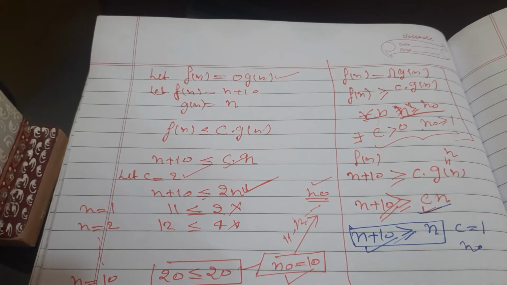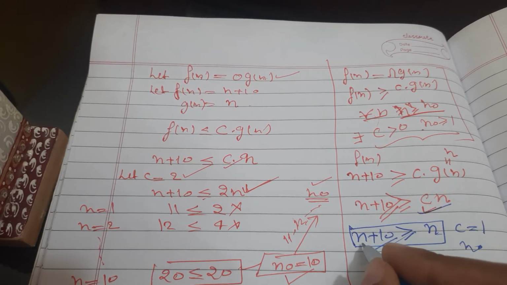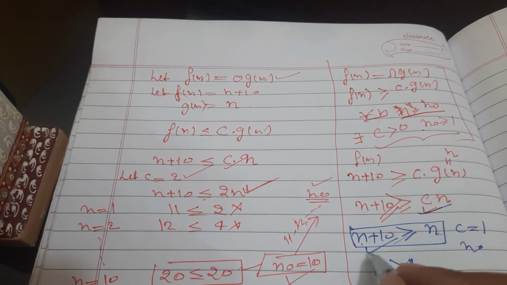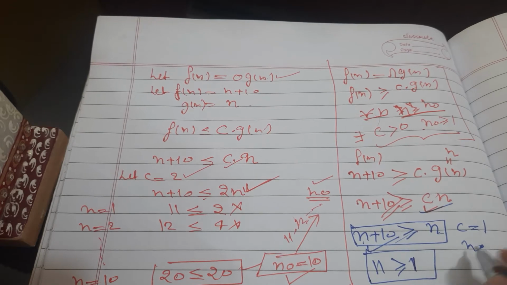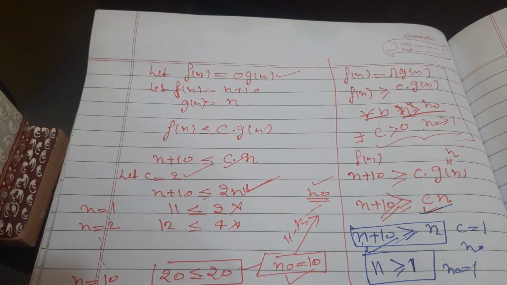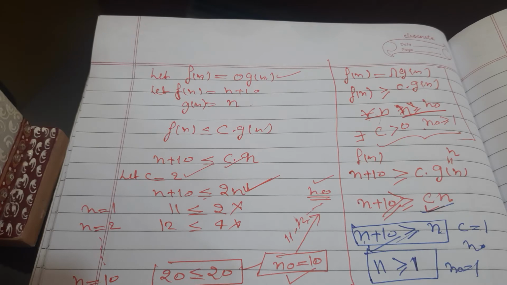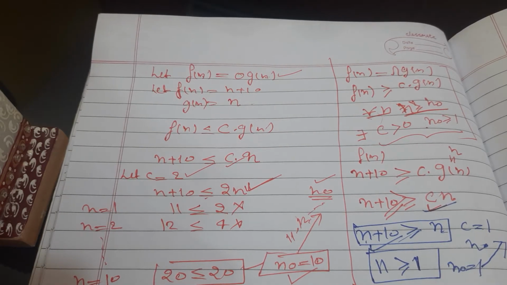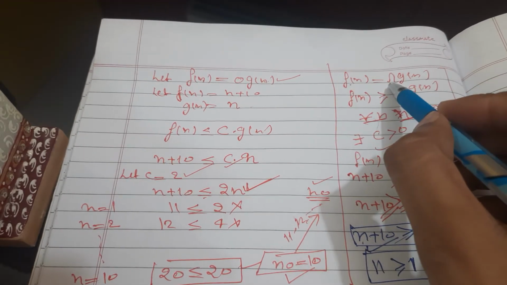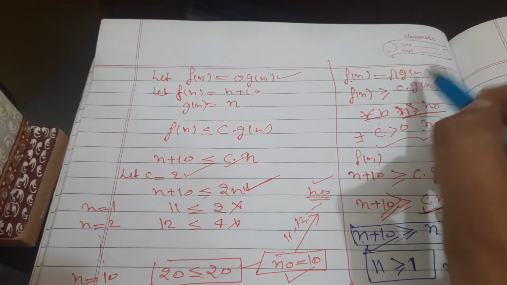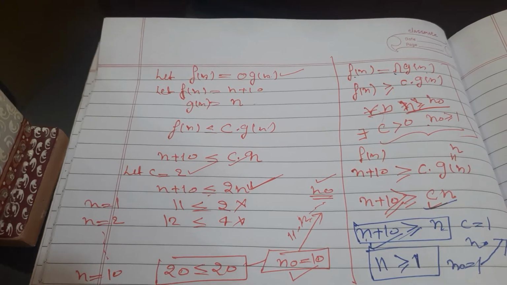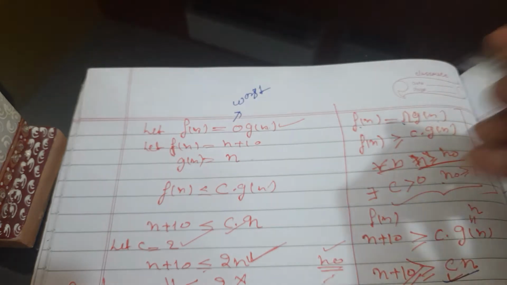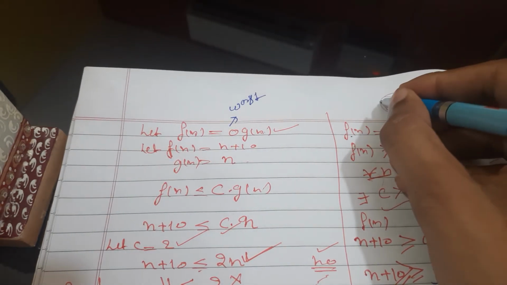So we find n naught. Let us put n equal to 1. So 11 is greater than or equal to 1. This condition is true. So n naught is equal to 1. So for values greater than 1, this equation is satisfied. So f of n is omega of g of n. Okay, big O notation represents the worst case, big omega notation represents the best case.